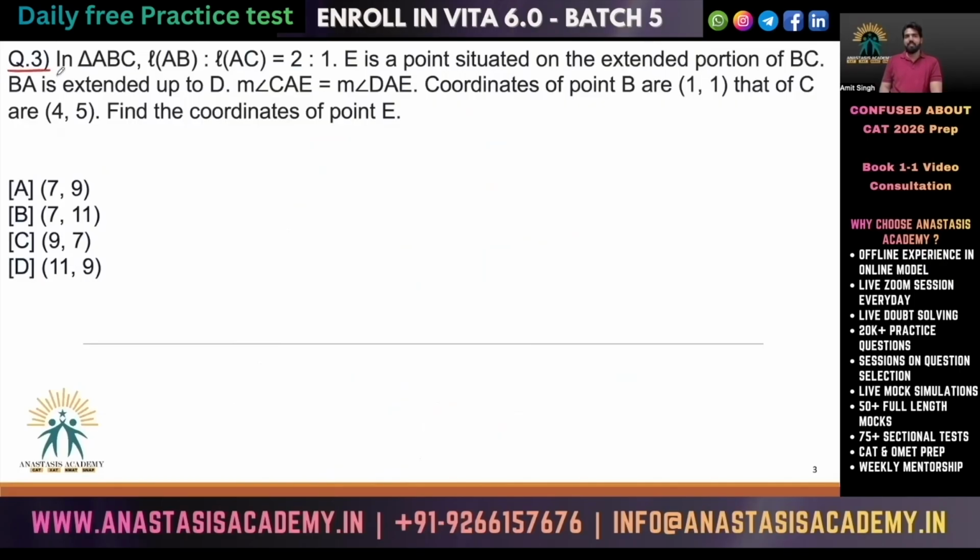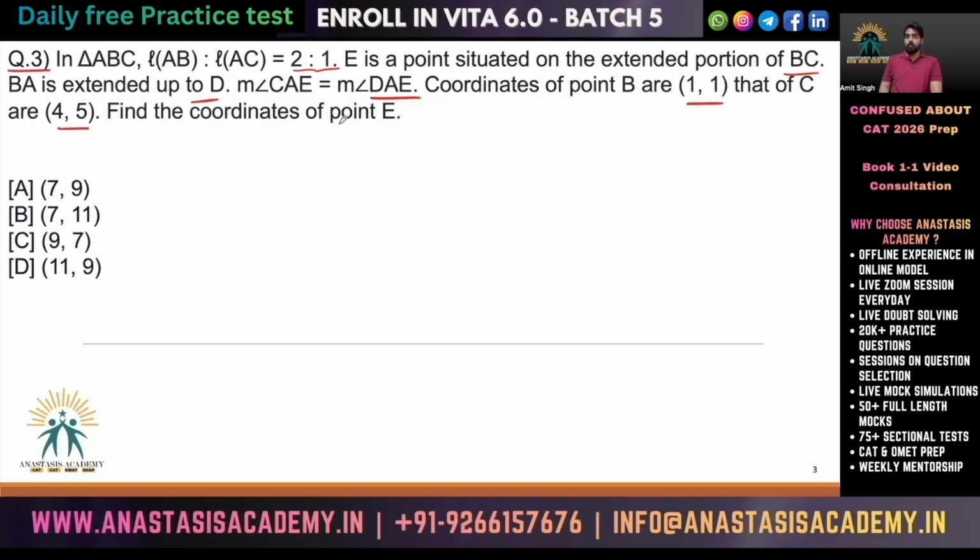Let's look at this question now. In triangle ABC, the ratio of lengths AB to AC is given as 2:1. E is a point situated on the extended portion of BC. BA is extended up to D. The measure of angle CAE is equal to the measure of angle DAE. The coordinates of point B are (1, 1), that of C are (4, 5). Find the coordinates of point E.